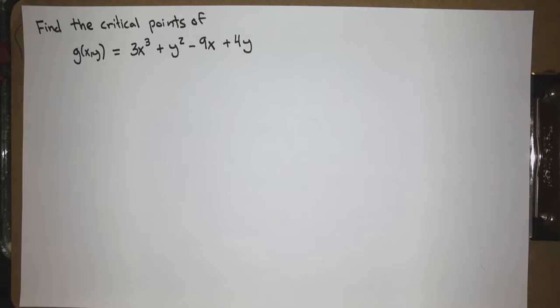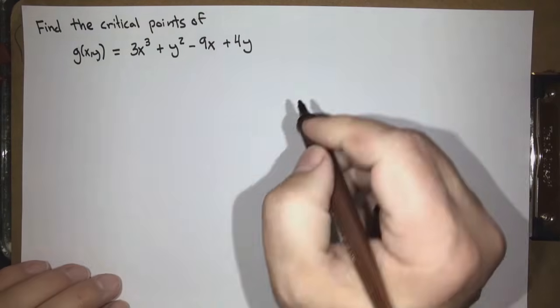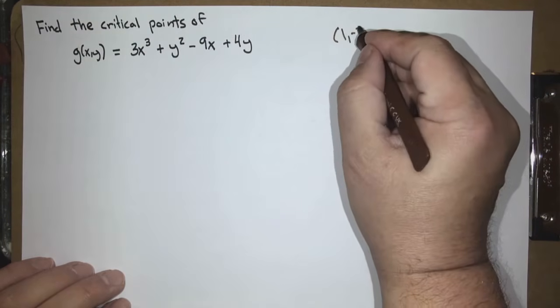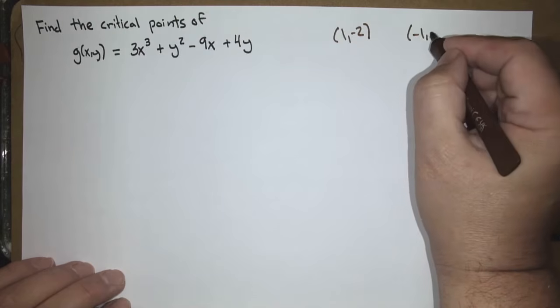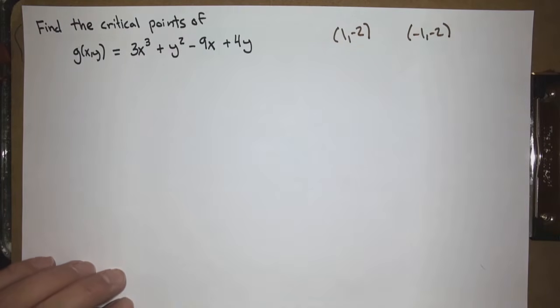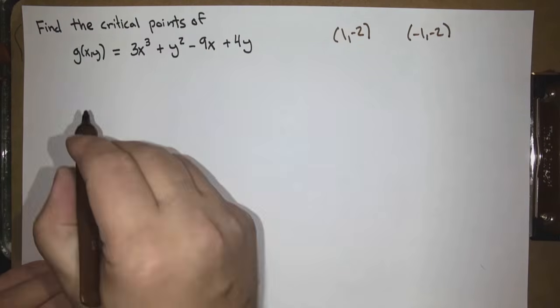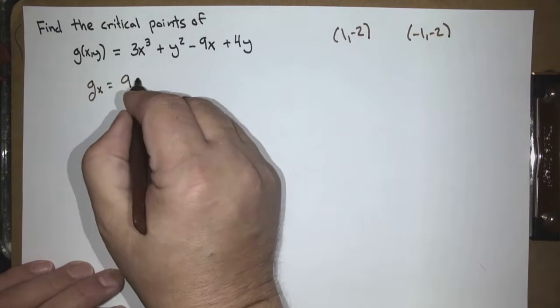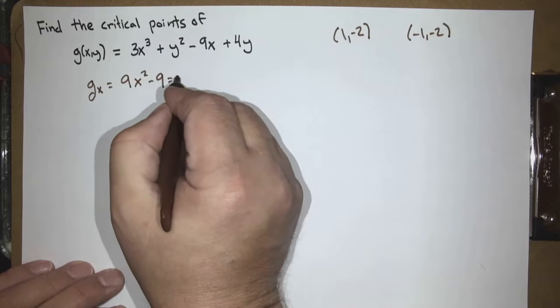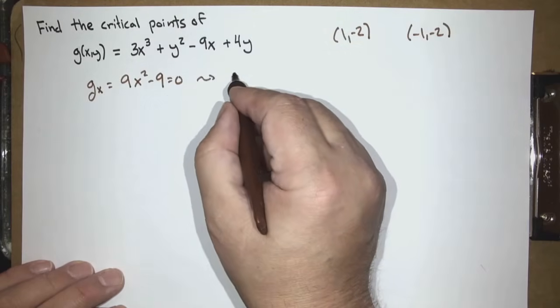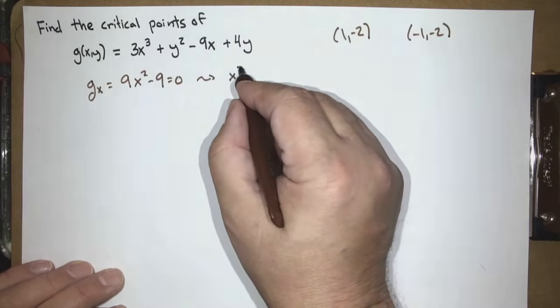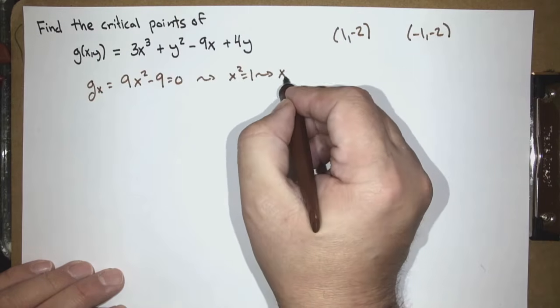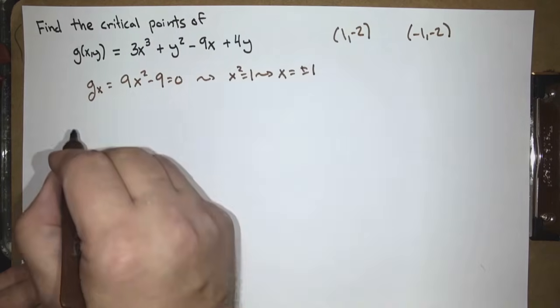How many points did we find? 2. What are the points? (1, negative 2), (negative 1, negative 2). All right. So really quickly, what's the idea? g sub x: 9x squared minus 9 equals 0. Well, that just becomes, divided by 9, x squared equals 1, which is the same as x equals plus or minus 1.